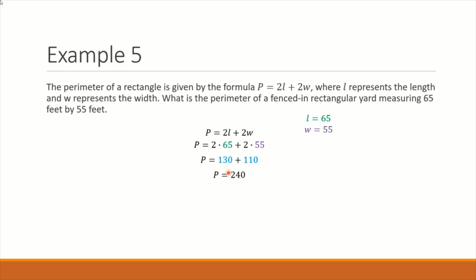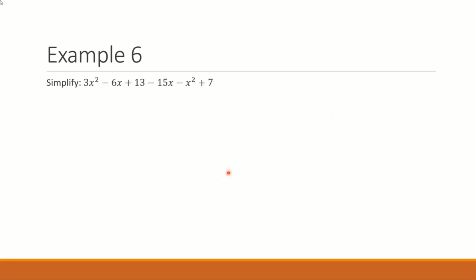All right, let's look at another problem. Here we're going to simplify this expression. And the way to do that is by adding like terms. I'm going to rearrange them. Now, when you're adding like terms, the variable portion has to be exactly the same. So I'm putting all the x squares. You want to take whatever's in front of it. So this would be 3x squared minus x squared minus 6x minus 15x, 13 plus 7.